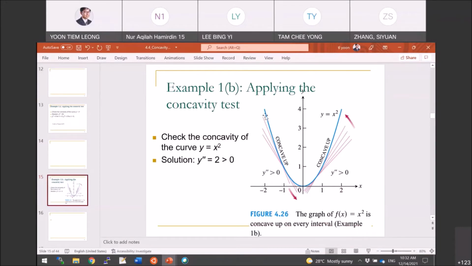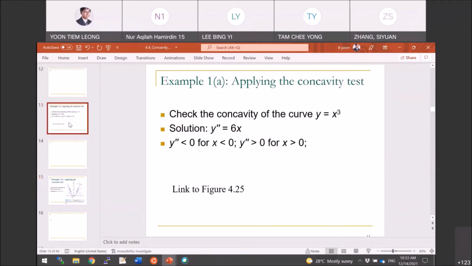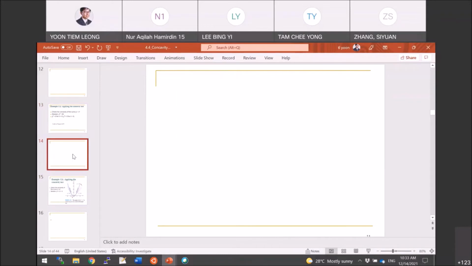So here you see it has a concavity up, right? It's like a bowl that is going up. Sorry, not this one. This is not the graph that I'm showing. This is y equals x cubed. So y equals x cubed has a shape that looks like this.